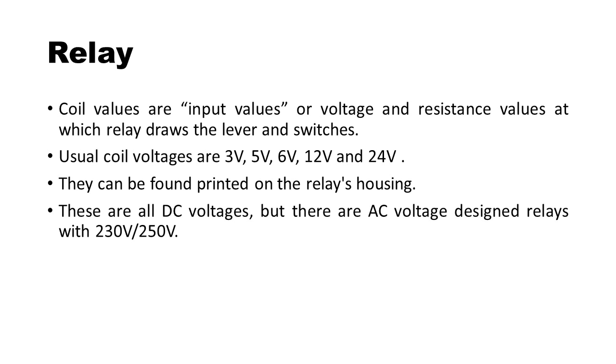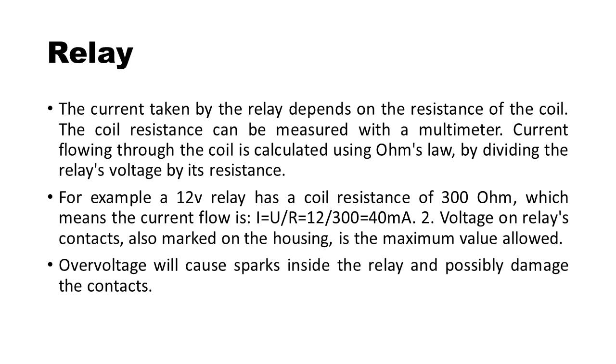These are all DC voltages, but there are AC relays designed for 230 volts or 250 volts. The current taken by the relay depends on the resistance of the coil. The coil resistance can be measured with a multimeter. Current flowing through the coil is calculated using Ohm's law by dividing the relay's voltage by its resistance. Overvoltage will cause sparks inside the relay and possibly damage the contacts.